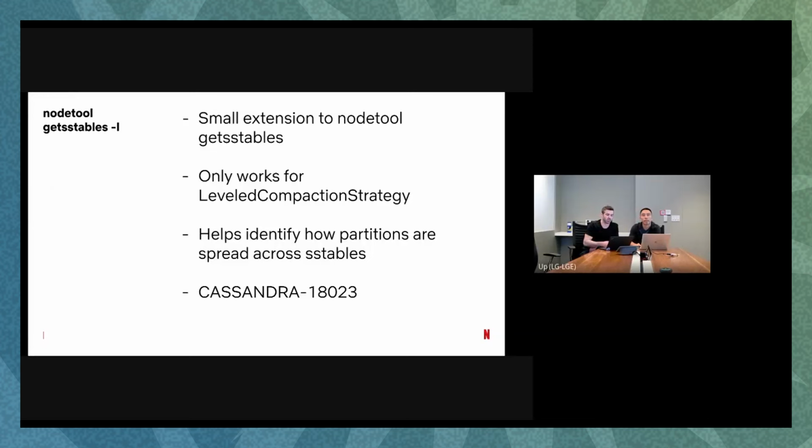It also helps us identify how the partition is spread across the SSTables. With getsstables, you pass a key. Now we can see if the partition is spread deep into the levels or at L0, again, all in an official tool. This is included in Cassandra 18023 and will be in the next release of Cassandra.